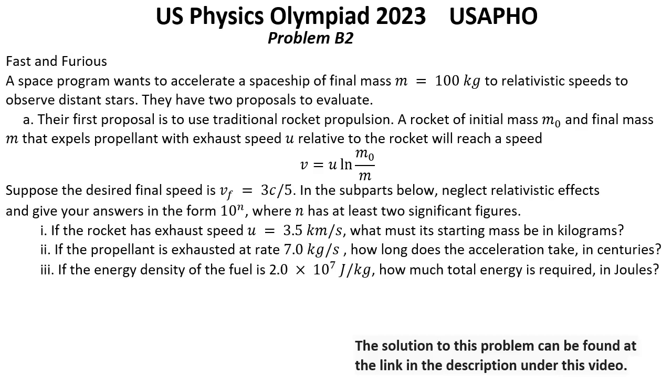Question 1. If the rocket has exhaust speed u equal to 3.5 kilometers per second, what must its starting mass be in kilograms? Question 2. If the propellant is exhausted at rate 7.0 kilograms per second, how long does the acceleration take in centuries? Question 3. If the energy density of the fuel is 2.0 times 10 to the power 7 joules per kilogram, how much total energy is required in joules?